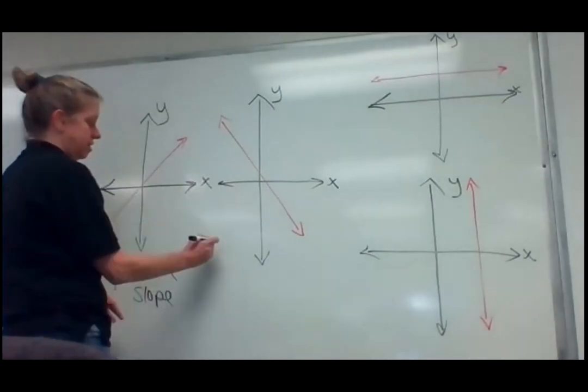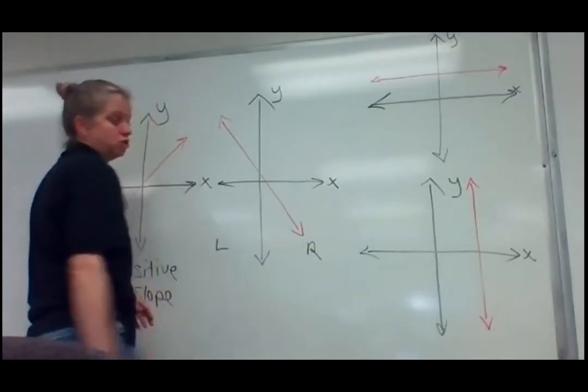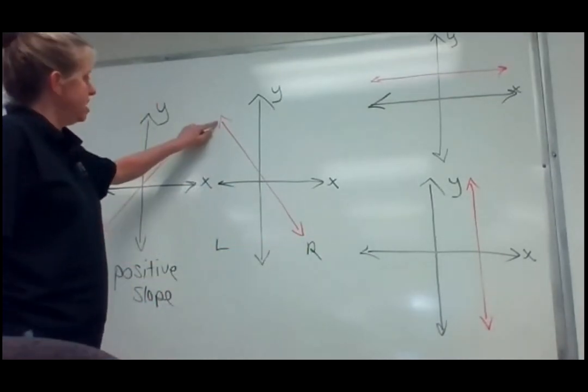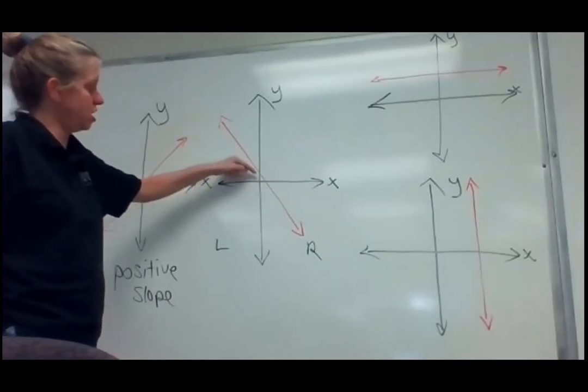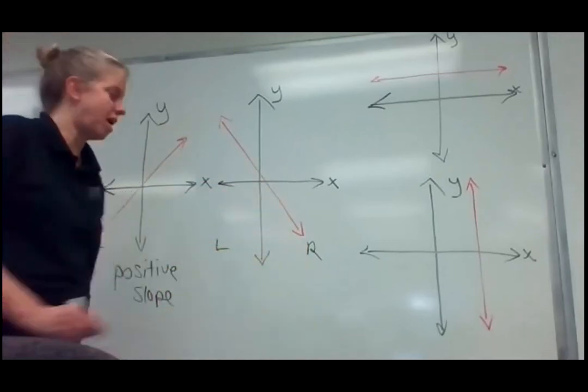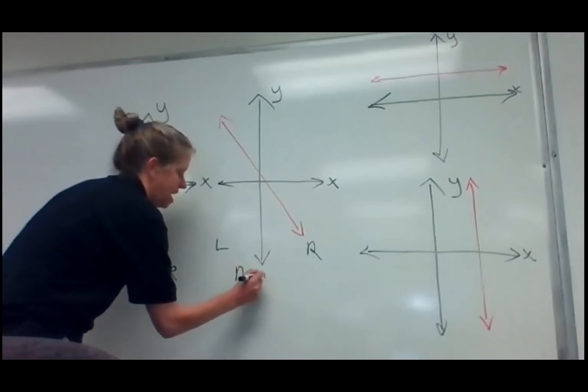Okay, this one, again, reading it from the left side to the right side. If you're traveling down, starting from the left, traveling down to the right, that slope will be a negative number.